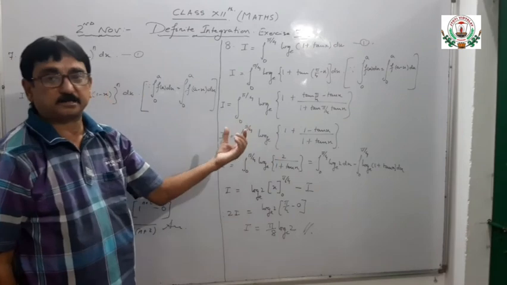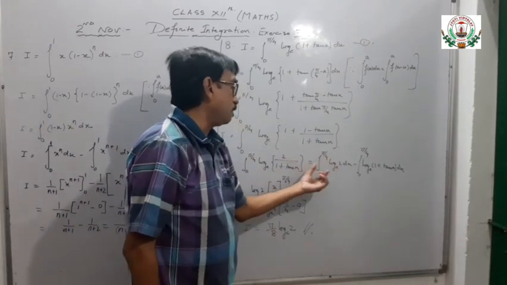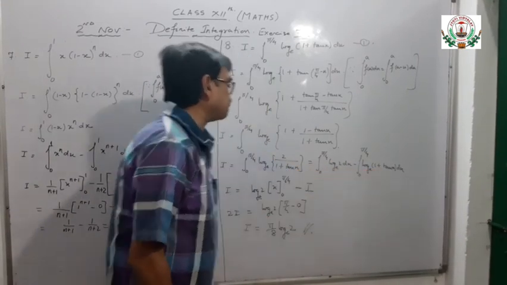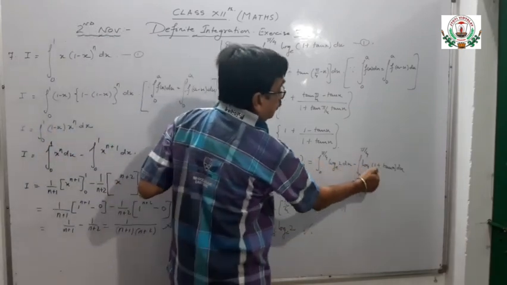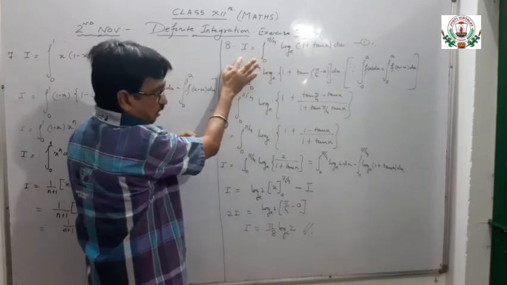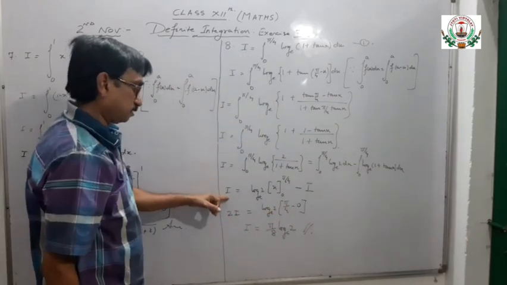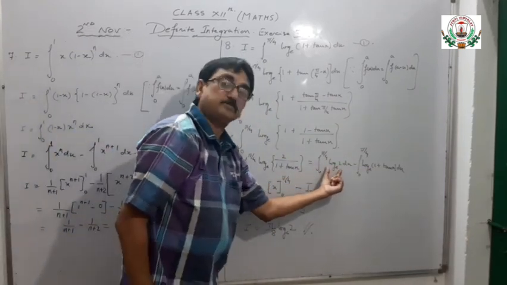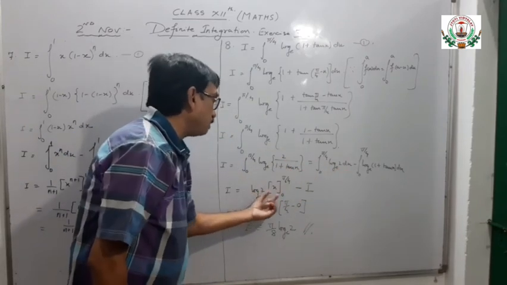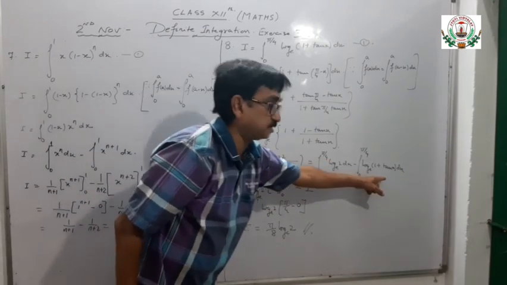So log m by n is log m minus log n. So integration 0 to pi by 4 log e 2 minus integration 0 to pi by 4 log e (1 plus tan x). And integration 0 to pi by 4 log e (1 plus tan x) dx is the question itself. That is our I. So in the next step I am going to substitute here as I. So I equals log e 2, a constant value taken out of the integration. Integration of 1 dx will be x, 0 to pi by 4, minus I.